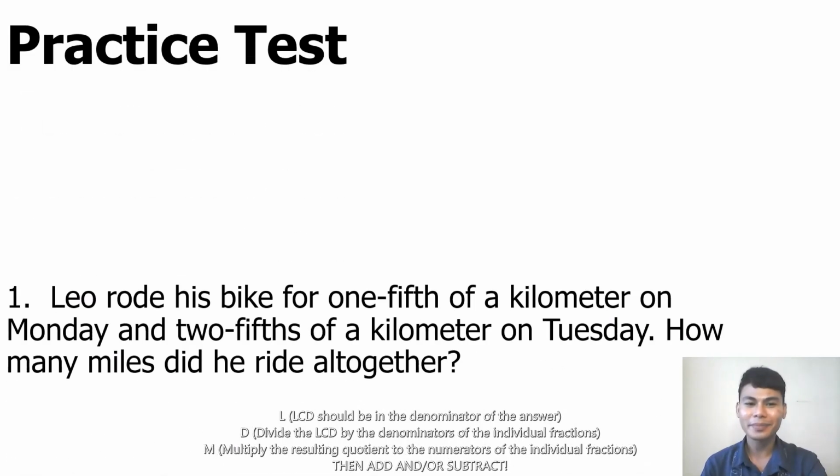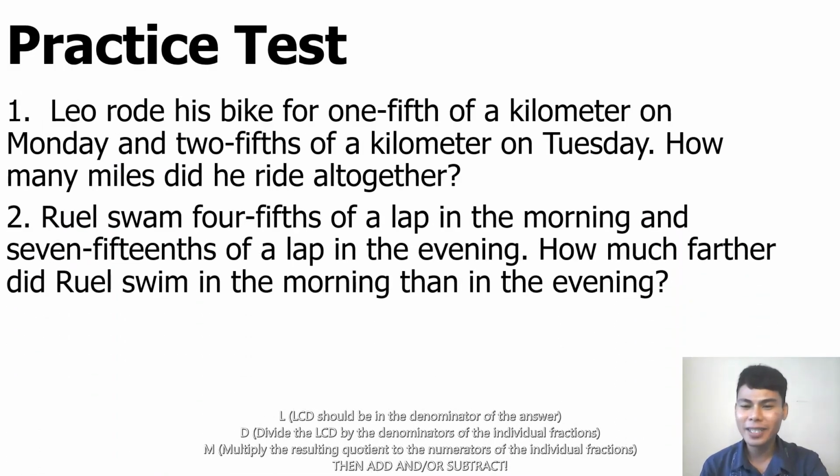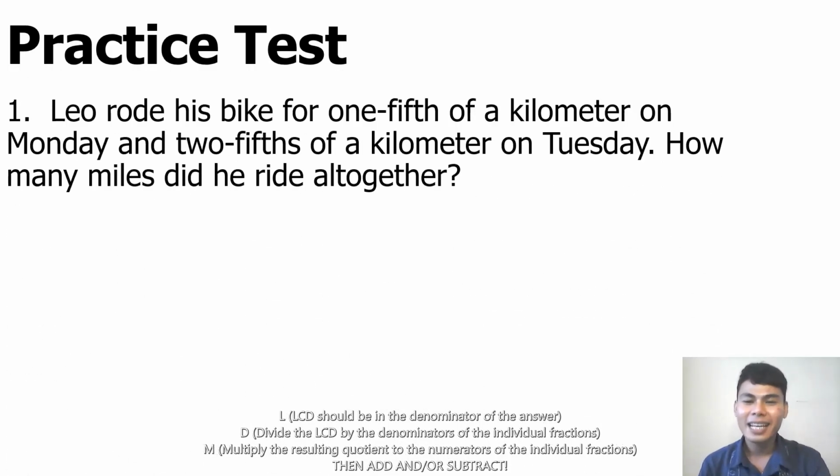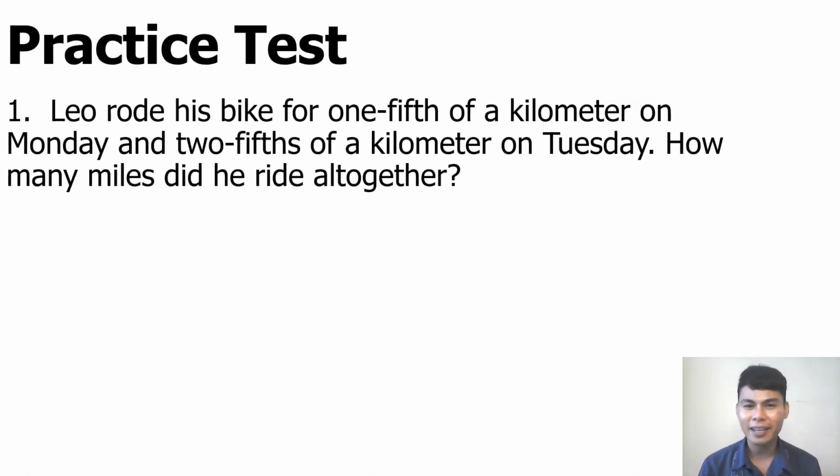Number 1. Here, I have 2 examples and 1 homework for you. Let's solve number 1. Here, Leo rode his bike for 1/5 of a kilometer on Monday and 2/5 of a kilometer on Tuesday. How many miles? Tapos kilometer. Okay, so i-change lang muna natin, no? Kasi we are talking about fractions na muna. Wala pa munang conversion. Sige, kilometers lang pa rin. How many kilometers did he ride all together?